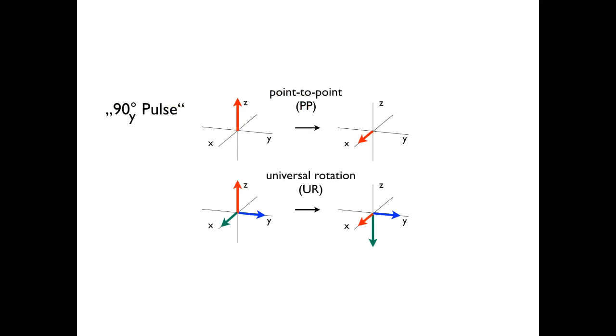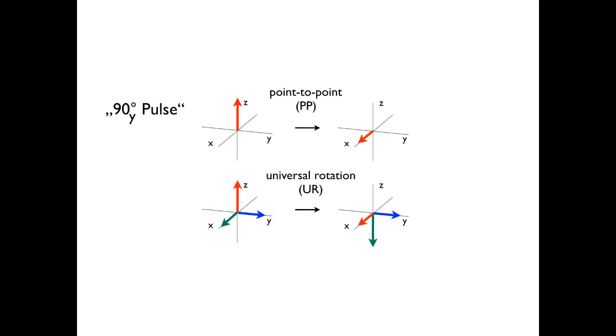Now, as opposed to this, for a universal rotation pulse, we don't define the initial point and the final point on the Bloch sphere, but we define some rotation axis and rotation angle. So, for example, if we have a 90-degree pulse, we want an effective rotation around the y-axis, a 90-degree y pulse, and z should go to x, x should go to minus z, and y should stay where it is.